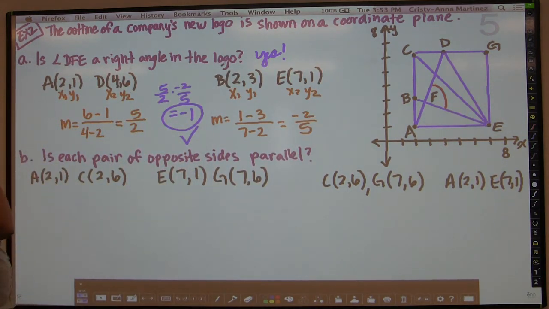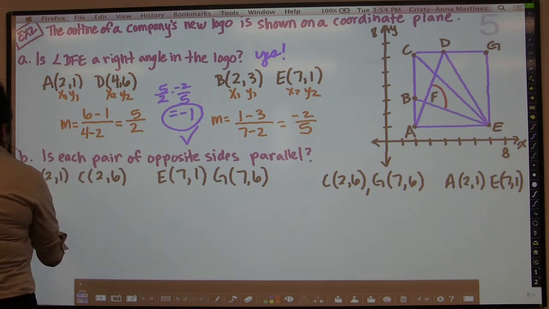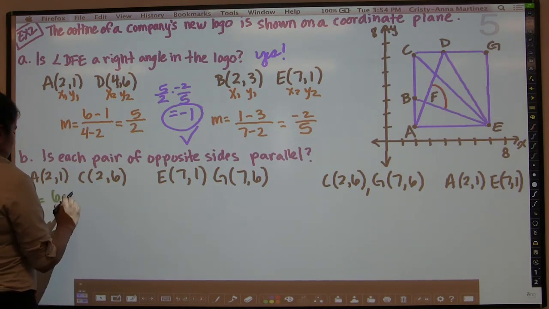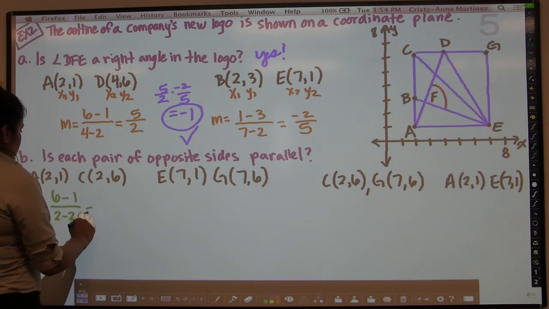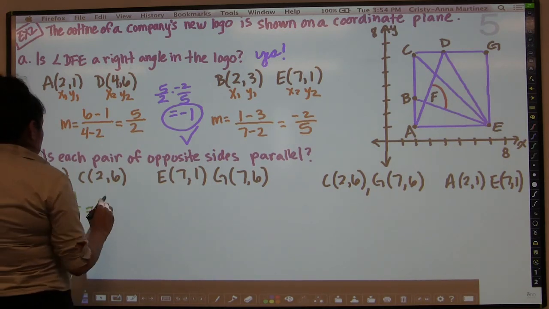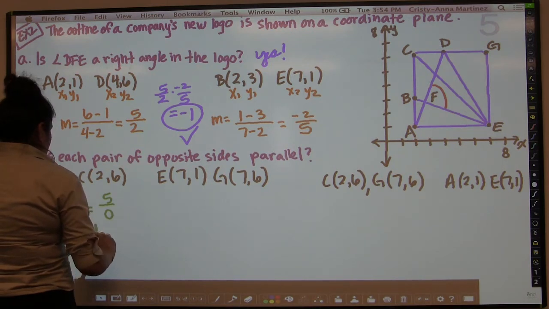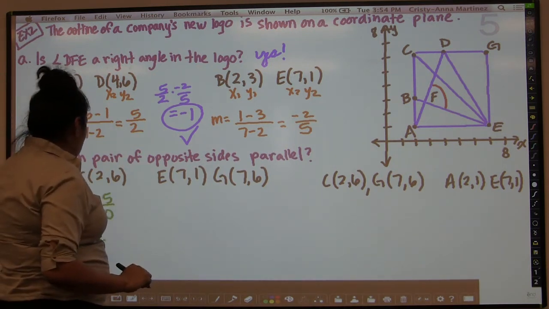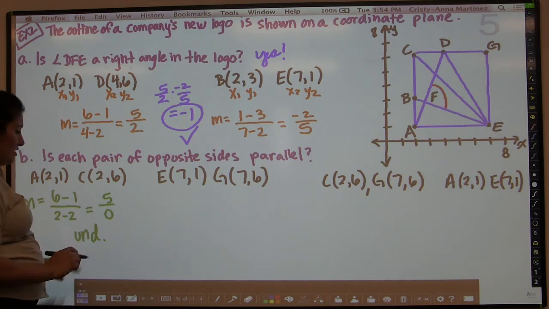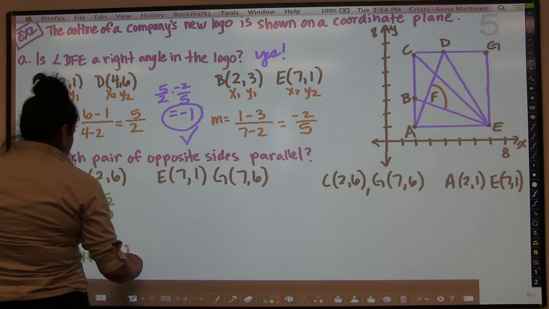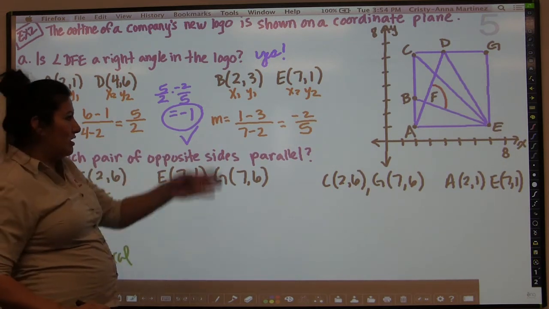So basically all we're going to do is calculate the slope 4 times and compare them. So here we go. This is going to be so much fun. So we're going to go 6 minus 1, y2 minus y1, and then 2 minus 2. So we're going to get 6 minus 1 is 5, divided by 0. So this slope is undefined. When you have an undefined slope, that means that the line is vertical, which of course we can tell from the diagram that it's vertical.